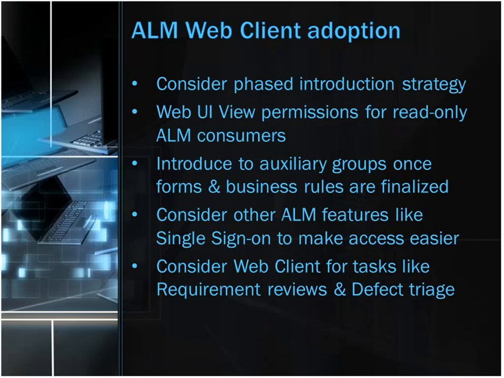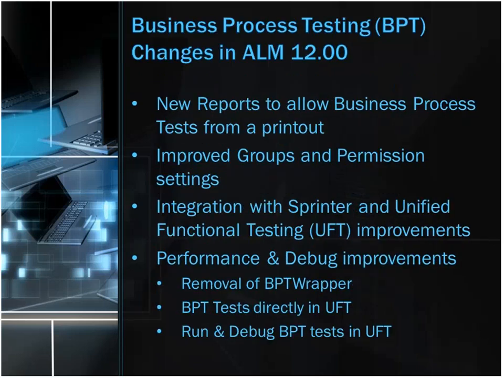ALM 12 also had some goodies in there for automation advocates, which I'll count myself as one of, specifically around the business process testing area. These include new reports, improved groups and permission settings, and increased integration with Sprinter and QuickTest Professional's new name, Unified Functional Testing. There are improvements to that for both performance and debugging.